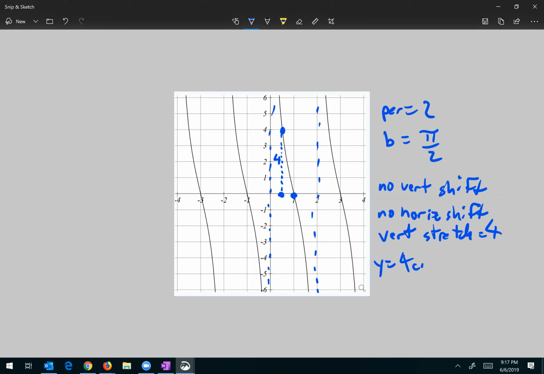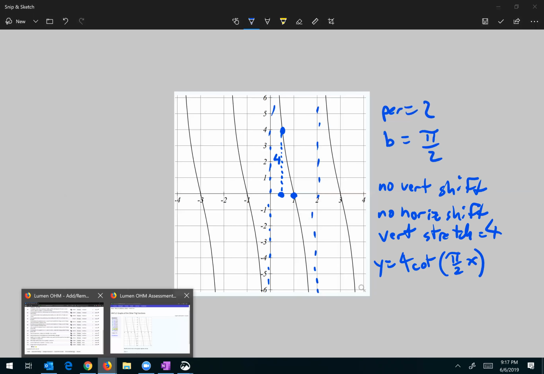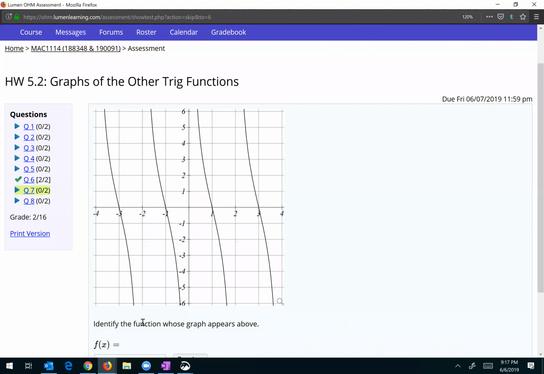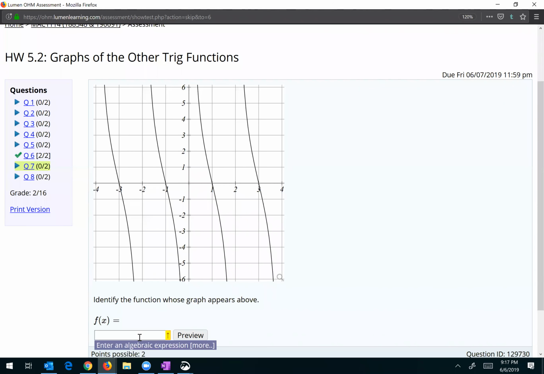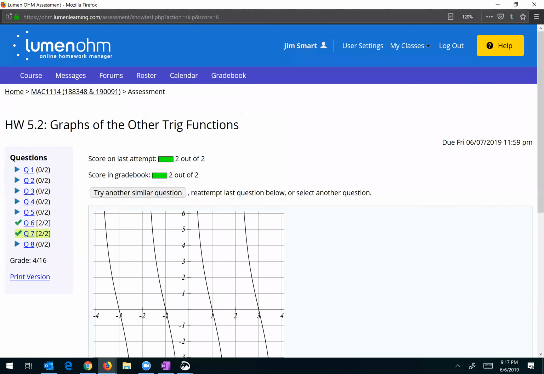So in this case, it was a cotangent. 4 times the cotangent, because that's my vertical stretch. And then my b was pi over 2, and you multiply that by x. There was no horizontal shift, so I don't have to add or subtract anything to x. No vertical shift, so I don't need a plus or minus at the end of my function. All right, and so this was 4 cotangent of pi over 2 x. And that's what it looks like I want. And it likes that.